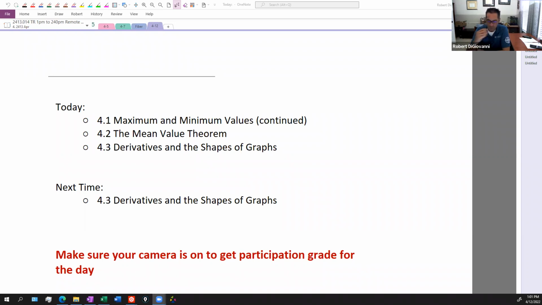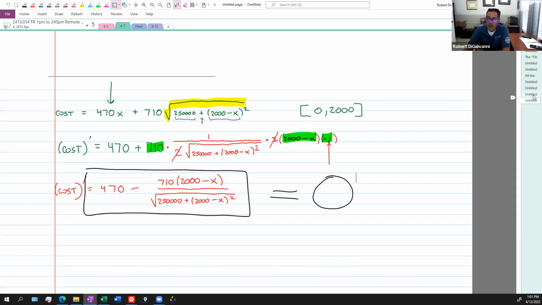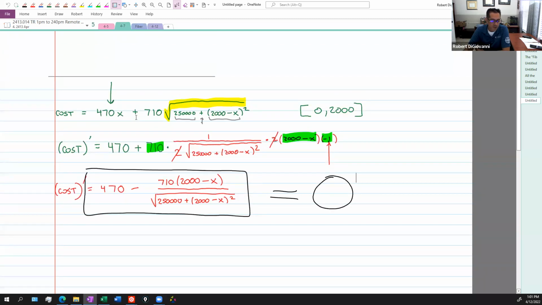Wanted to talk briefly about the end of last class. I was talking to you about that fiber optic problem. And if you go back and look at the video for this, I stopped when we had found the cost function. We had taken the derivative of the cost function and we still had to set it equal to 0. I thought about doing this in class today, but it would take about 10 minutes. I didn't want to do it.